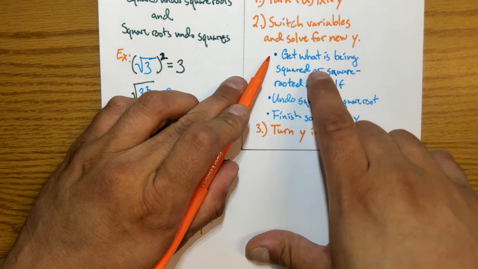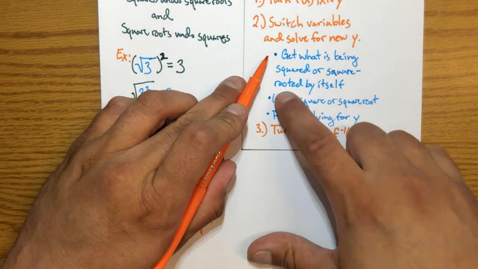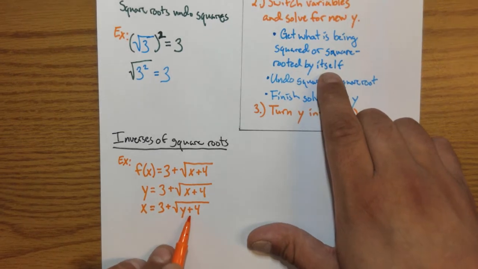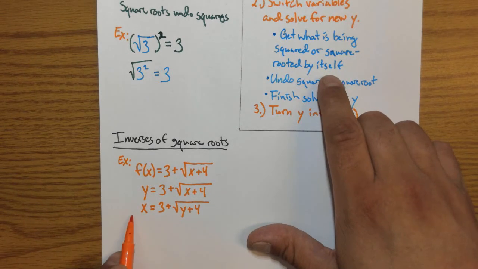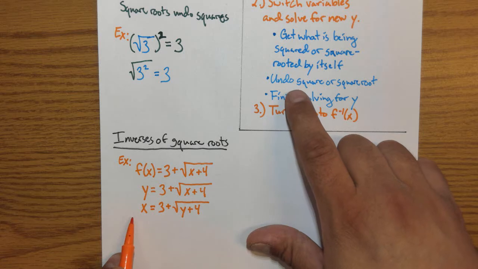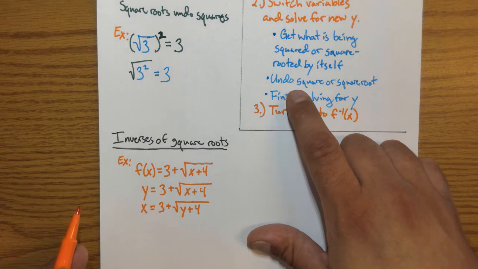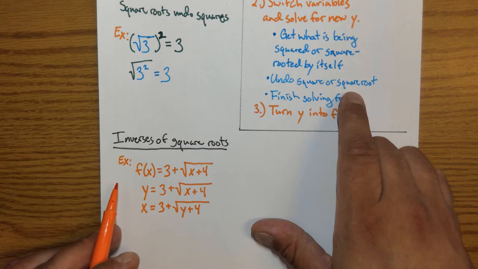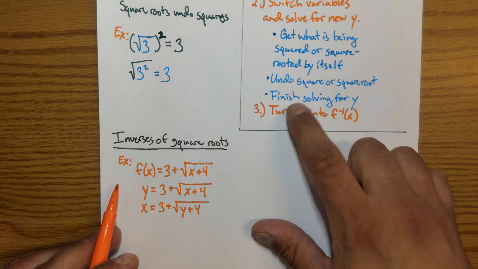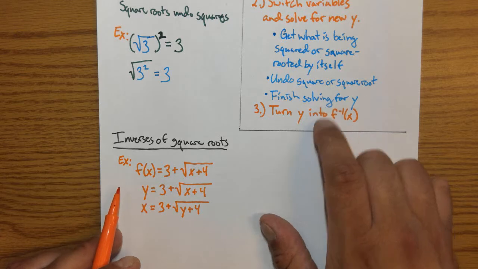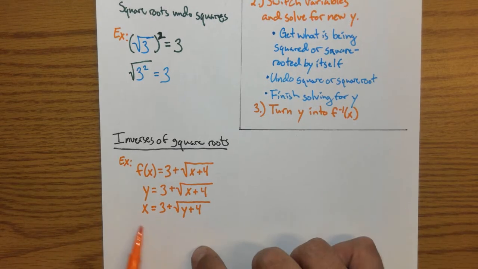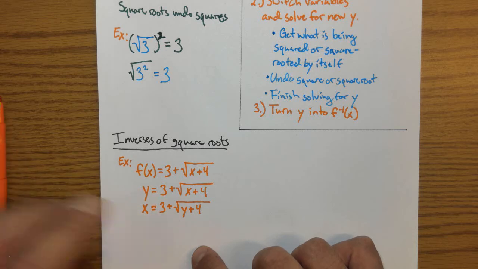The first step is we need to get what is being squared or square rooted by itself. In this case, what is being square rooted is this y plus 4, so we're going to have to move over the 3. After we get the square root or square by itself, we need to undo the square or square root by doing the opposite operation. And then finally we need to finish solving for y. So let's get this 3 over here so we can get what is being square rooted by itself.